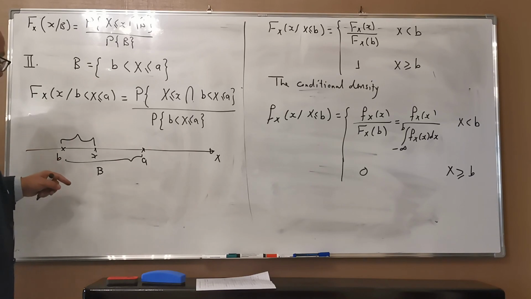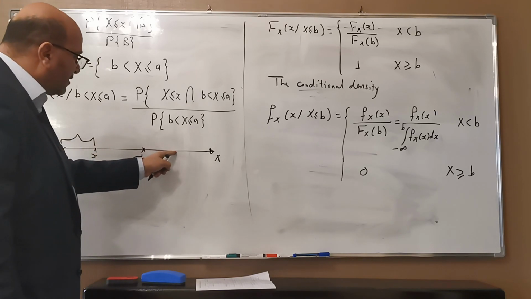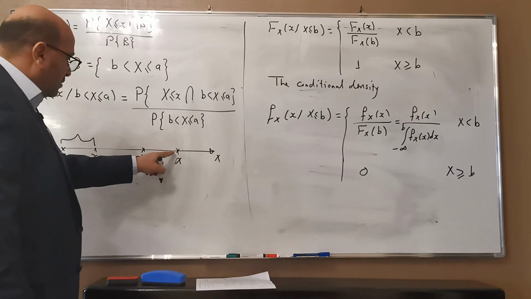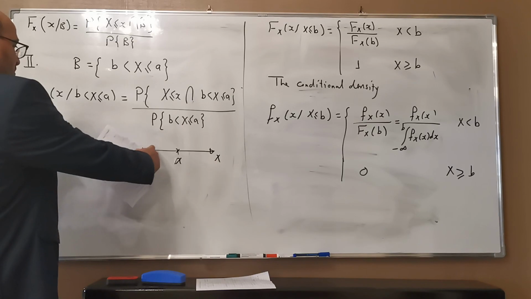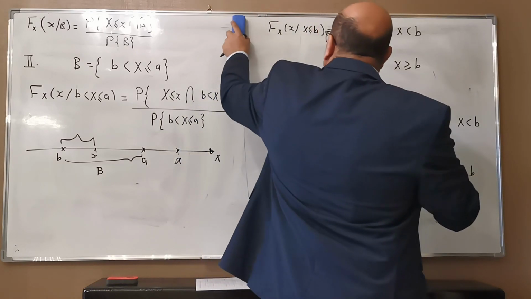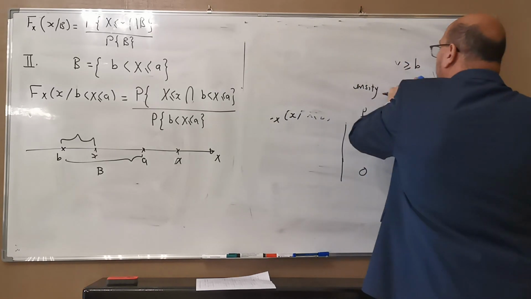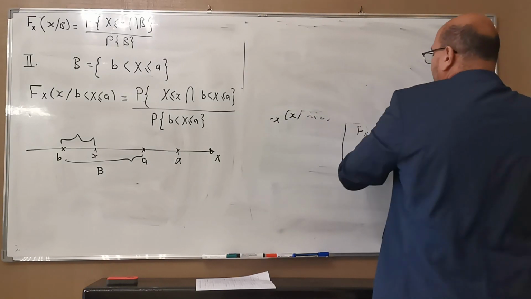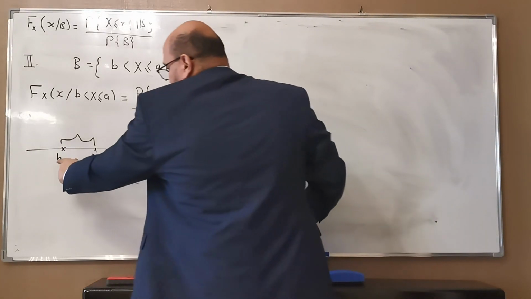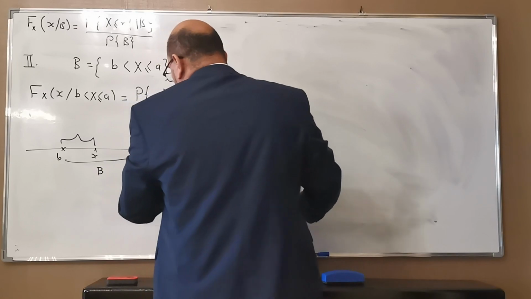Okay? If we choose for the third part for x to be greater than a, somewhere here, so if my x is here, then the intersection is the whole period divided by the whole period, so you end up with 1. Okay? So we will write this down. So you have 3 periods here: if x is less than b, if x is between b and a, and if x is greater than a.